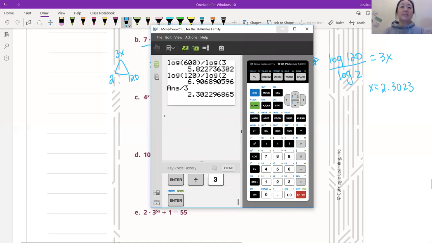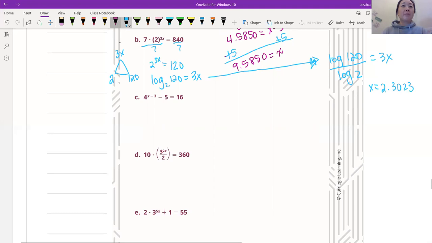Excellent. 4 decimal places. All right, so the next one, before we can do any of that stuff, we do need to get rid of this 5. So you get 4 to the x minus 3 is equal to 21, right? And then I'm going to log both sides, right? So I'm going to go log of 4, and I'm going to put that exponent out in front, parentheses, is equal to log of 21, right? And then I'm going to just divide both sides by log of 4 because I want to get rid of that 4.